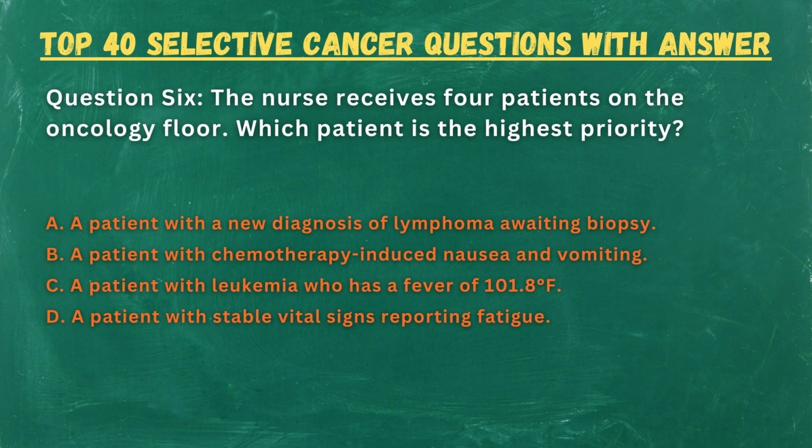Question 6. The nurse receives 4 patients on the oncology floor. Which patient is the highest priority? A. A patient with a new diagnosis of lymphoma awaiting biopsy. B. A patient with chemotherapy-induced nausea and vomiting. C. A patient with leukemia who has a fever of 101.8 degrees Fahrenheit. D. A patient with stable vital signs reporting fatigue. Answer. C. A patient with leukemia who has a fever of 101.8 degrees Fahrenheit.